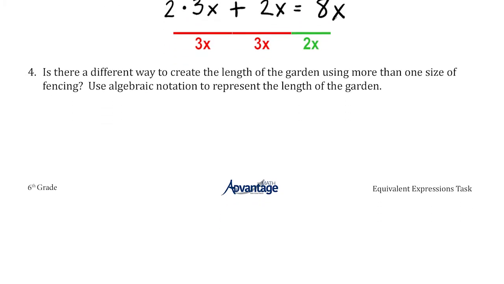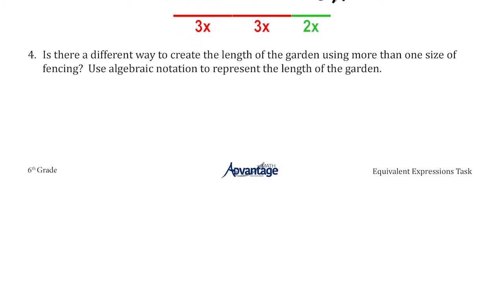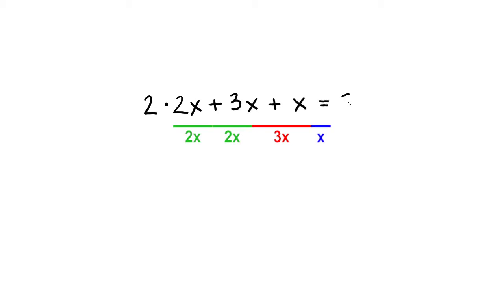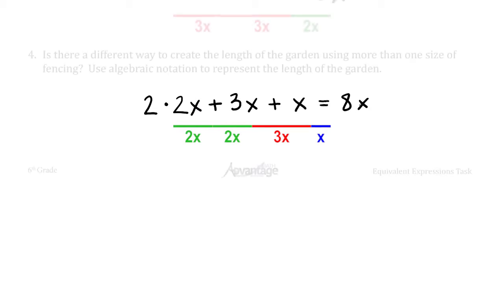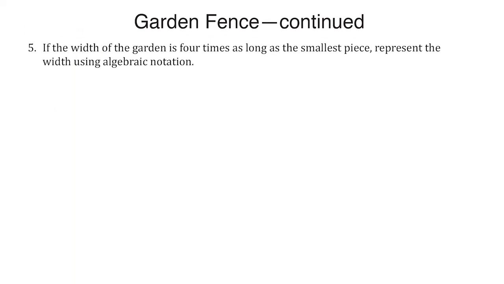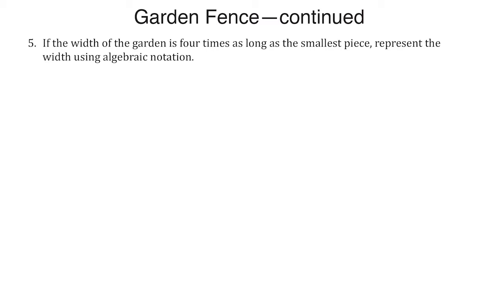Part 4 asks, is there a different way to create the length of the garden using more than one size of fencing? Use algebraic notation to represent the length of the garden. Another way would be to have 2 of the 2X size pieces plus 1 of the 3X size pieces plus 1 of the X size pieces for a total of 8X. There are many ways to arrange these pieces to equal 8X. The expressions look different but are all equivalent. They still equal 8X.